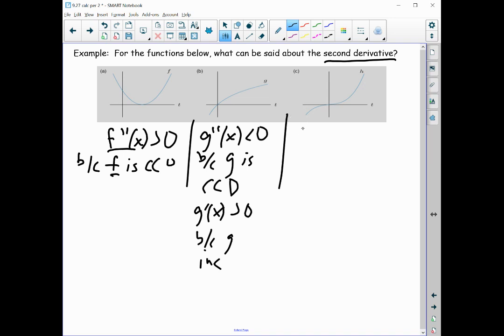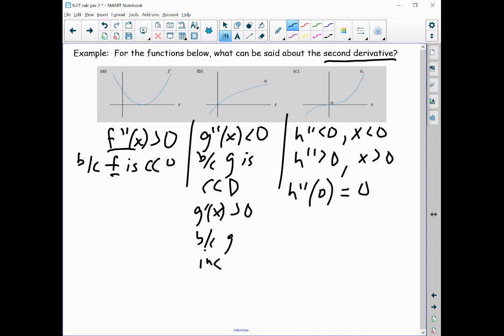So I'm going to say h double prime is less than 0 for x less than 0. h double prime is greater than 0 for x greater than 0. And h double prime of 0 is 0, because at 0 there is a change from frowny to smiley. That would be an inflection point, so I'm going to put IP in parentheses. That second derivative's value would be 0 right there. Okay, great work. Let's keep going.